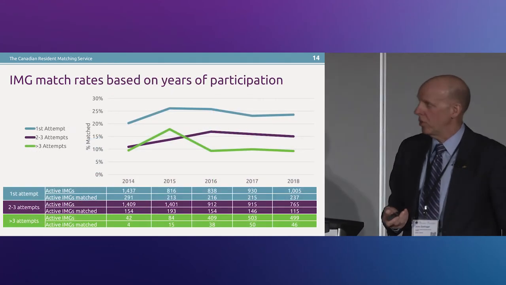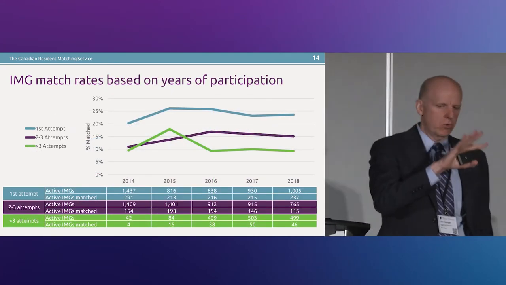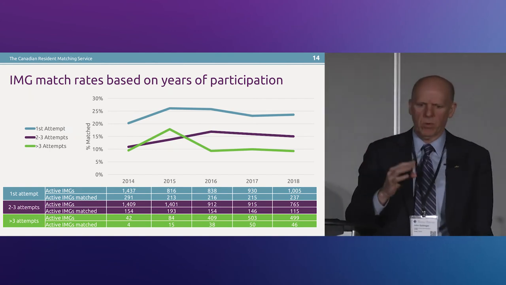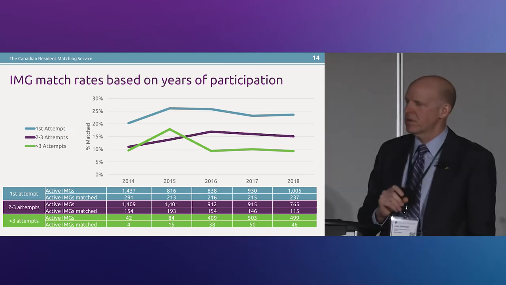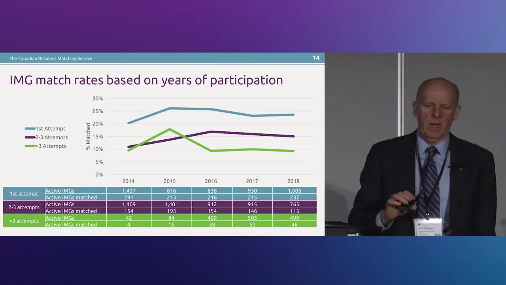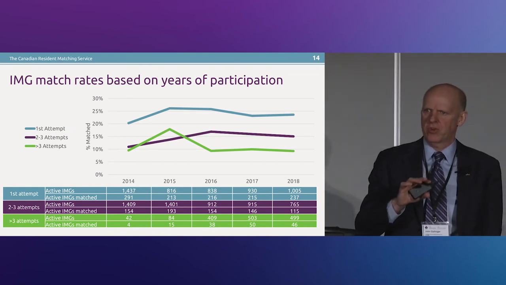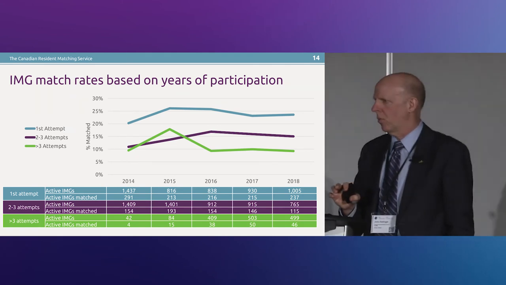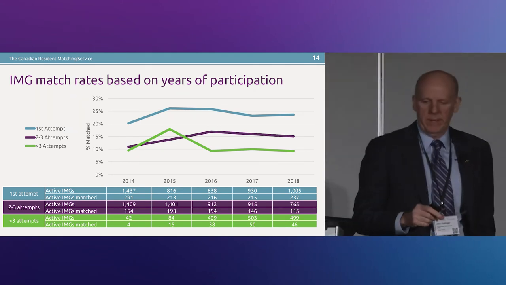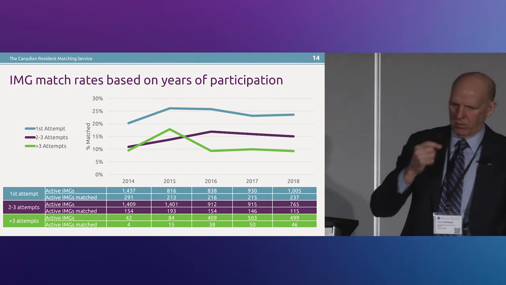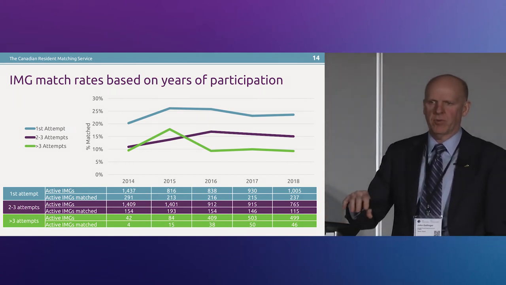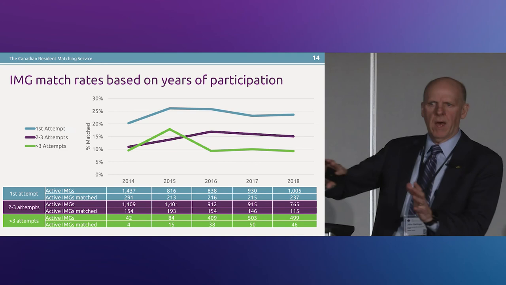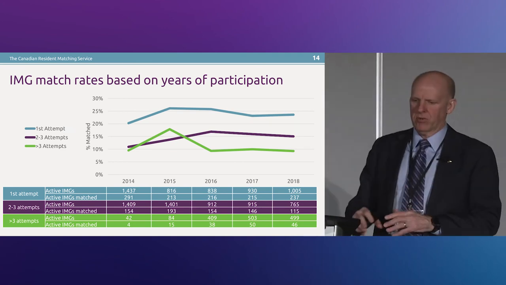This is a view of three groupings of IMG applicants and participants in three categories. One being with their first attempt at the match, so that's the blue. And those that have participated for 2 to 3 times, and that's the burgundy. And then green are those who have participated for three or more attempts. And again, if you look at the numbers, you'll see that very dramatic drop off between 2014 and 2015 in the first attempt, and that group kind of works its way down the years to where we are today.